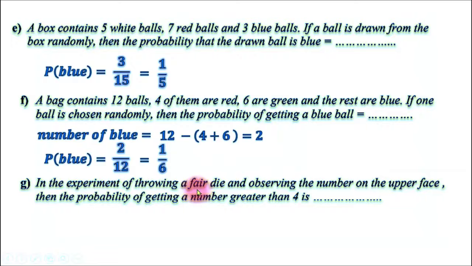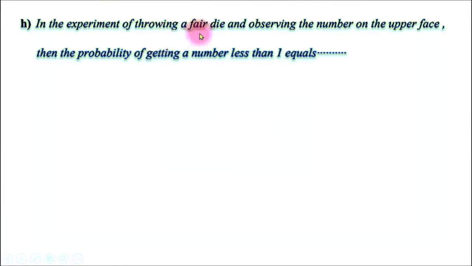G: In the experiment of throwing a pair die and observing the number on the upper face, then the probability of getting a number greater than 4. The numbers greater than 4 in a die are 5 and 6. We have only two numbers over 6, and in simplest form equals 1 over 3. H: Throwing a pair die, the probability of getting a number less than 1. Of course, we don't have any number smaller than 1 in the die. Then the probability equals 0 over 6, which equals 0.